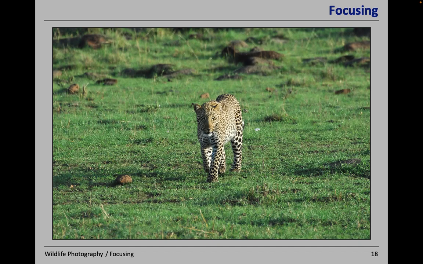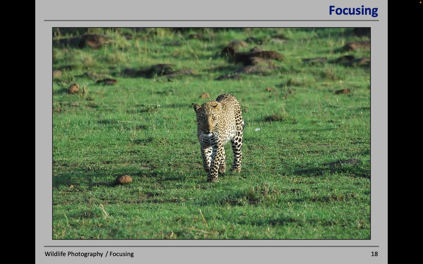Some animals, of course, are moving, and so you have to worry about, am I going to continually refocus? Am I going to tell the camera to track focus so that as the animal moves, the autofocus system keeps moving with the animal? Or am I going to focus on a rock and wait until the animal reaches that particular position and then snap the shutter to get the animal in focus?